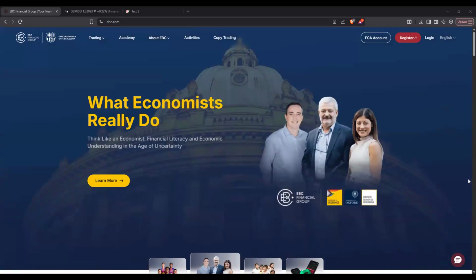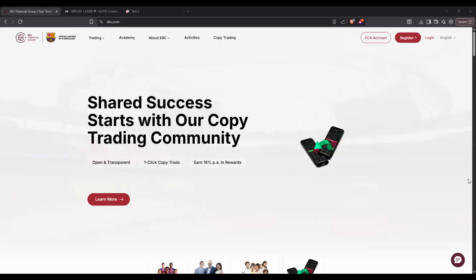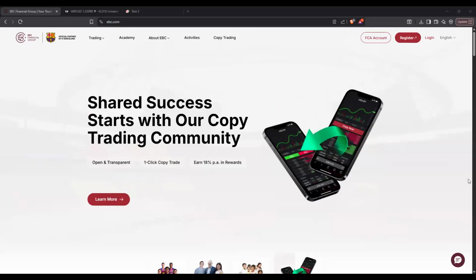Aye Fu asks, can EBC be connected to MT4, MT5? Yeah, sure, definitely. We have MT4 and MT5, and we will be having cTrader soon, and also a TradingView connection very soon.